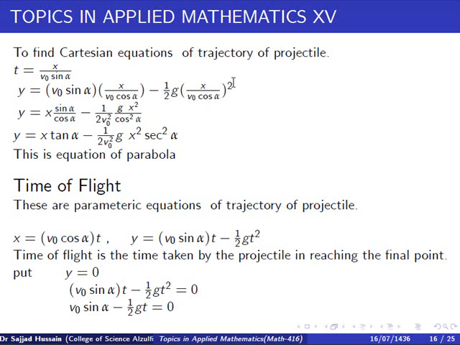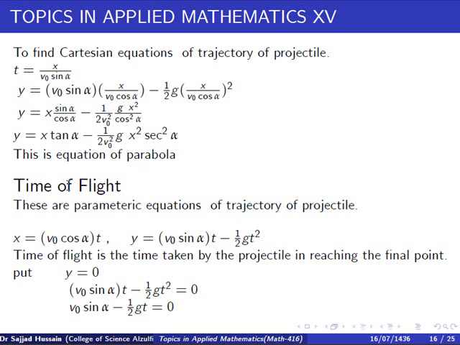Open this for the square term, and again y is equal to x sin alpha divided by cos alpha, which is tan alpha, minus 1 by 2 g x square over v naught square, times 1 by cos square alpha, which is secant square alpha. This is the equation of a parabola. So the path of the projectile is a parabola.